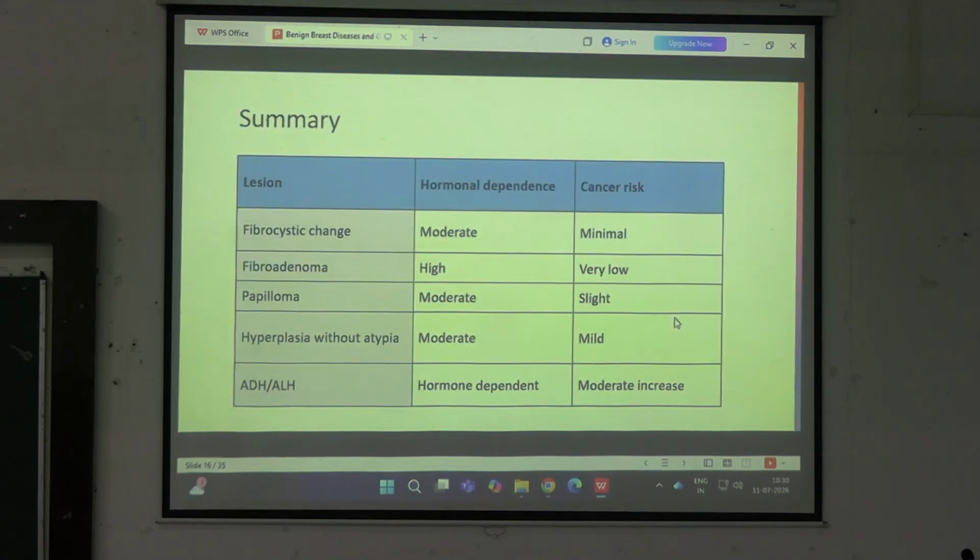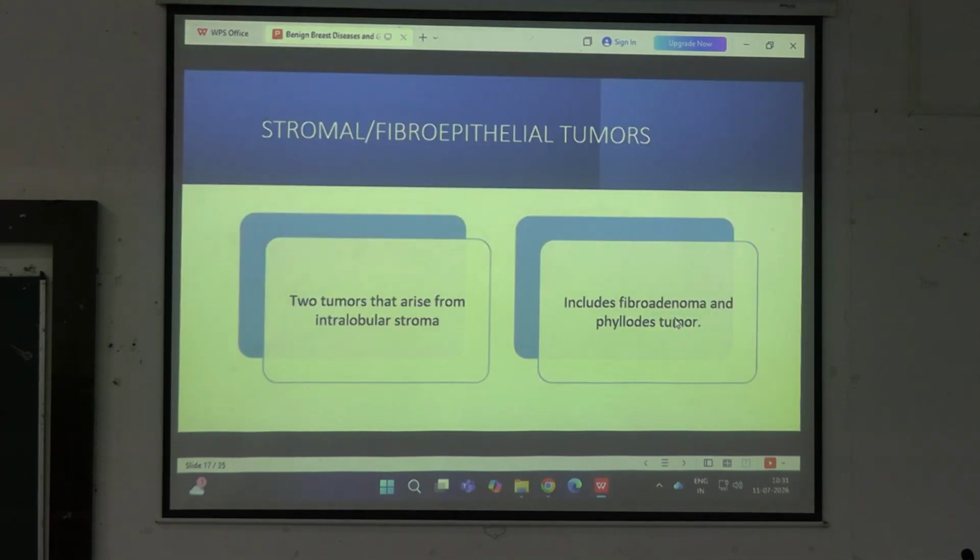To summarize, those within the without-atypia group, that is papilloma and hyperplasia without atypia, have mild risk, and atypical ductal and lobular hyperplasia have moderately increased risk. And fibrocystic changes are non-proliferative, which have minimal or no risk.